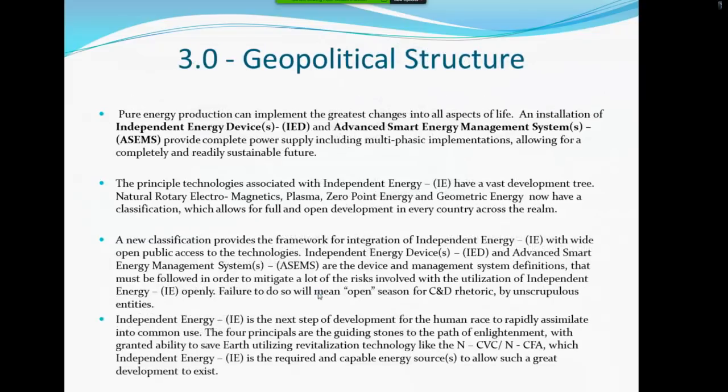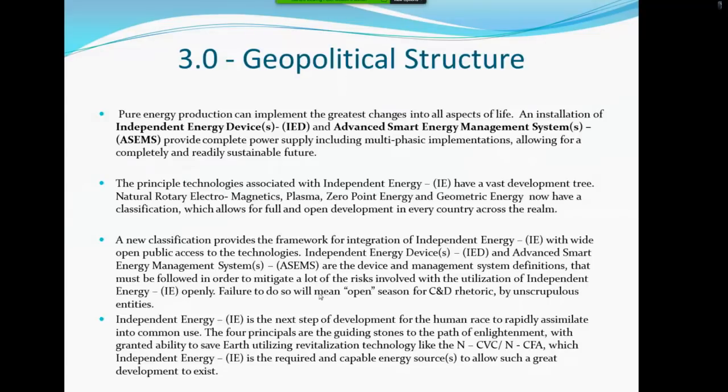It's almost done. So pure energy production can eliminate the greatest changes in all aspects of life. We know that. An installation of independent energy devices and advanced energy management system provide complete power supply, including multi-phasic implementation, allowing for a completely and readily sustainable future. Now, remember, this all involves plasma as well. And it covers future plasma developments, hybrid developments, everything. This is our operating standpoint for everything.